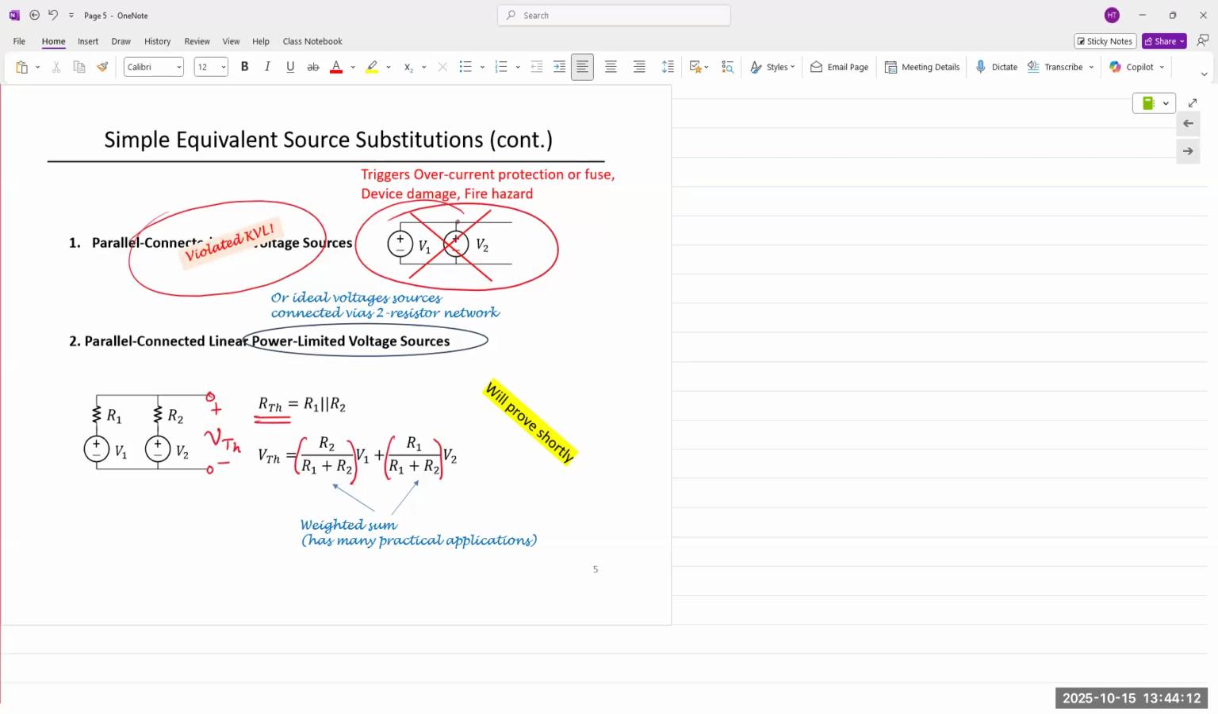Why are we using the second resistor for the first voltage source? We will prove that mathematically in just a few slides.